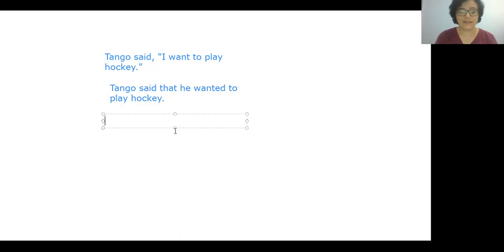Tango said, I have to put a comma, I told you, I have to put speech marks there. "I like to tango." That is direct speech. Why is it direct speech? Do you remember? It's direct speech because these are the exact words that Tango is saying. Tango said, "I like to tango." Now let's change that to indirect speech.